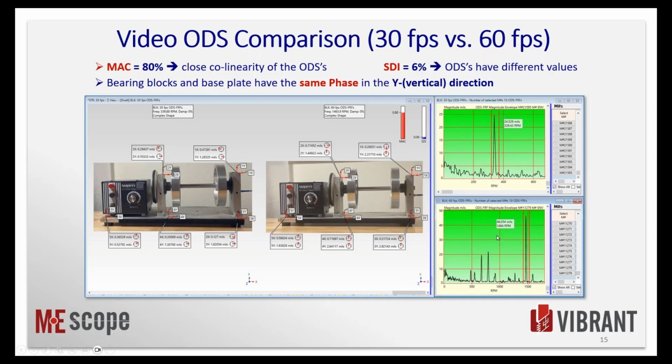The actual speed of the machine was 1460. That's what this one says. And this was taken at 60 frames per second, so it has a bandwidth up to 1800 RPM. And sure enough, the 1460 RPM first order running speed peak is showing up. These other peaks are higher frequency orders that have been aliased down to lower speeds. Those aren't really the speeds of the machine. You have to be a little careful when you use videos.